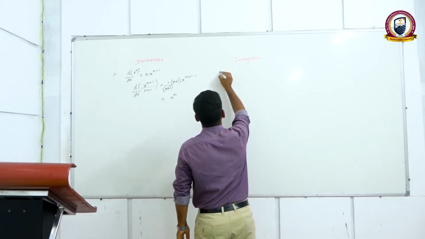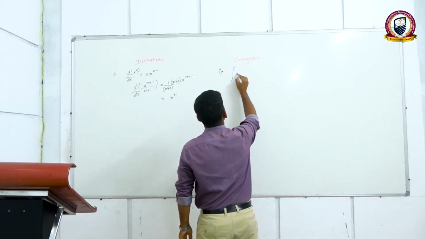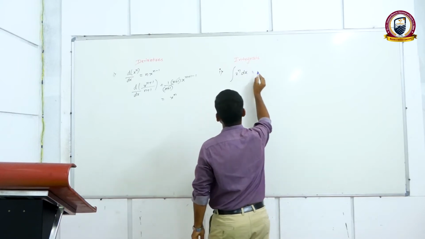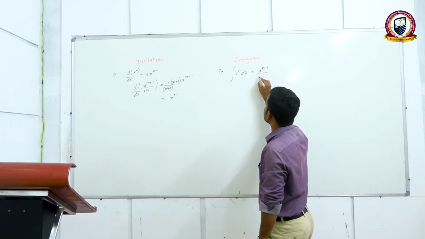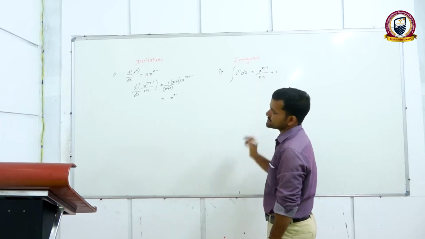I can write the formula. This is first one. Integration of x raised to n with respect to x is equal to x raised to n plus 1 by n plus 1 plus c.